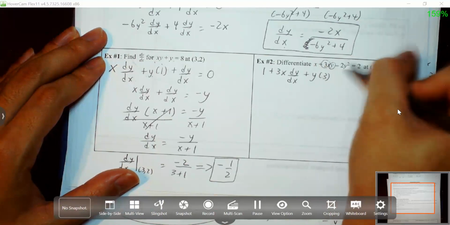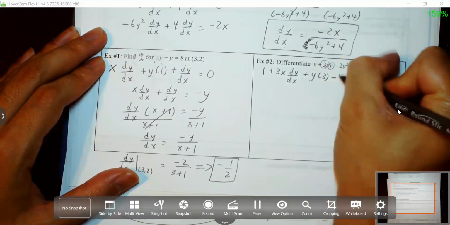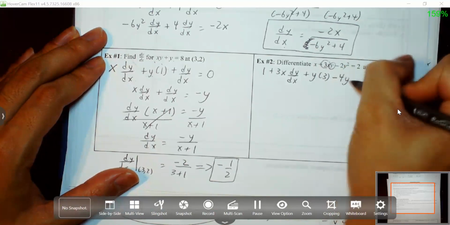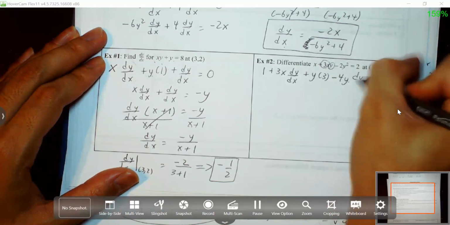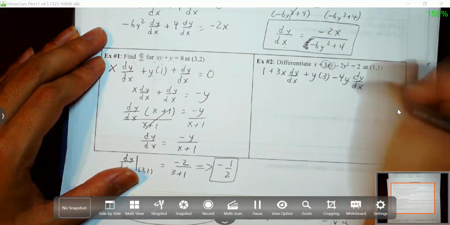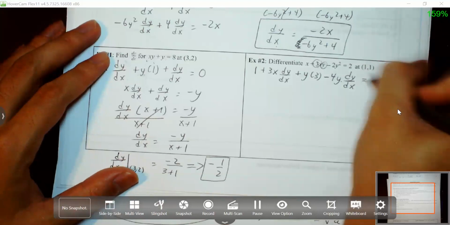And then I'm going to take the derivative of minus 2y squared. That's minus 4y. But since we're taking the derivative with respect to x here, I have to put dy/dx when I see a y term. And then here the derivative of 2 is 0.